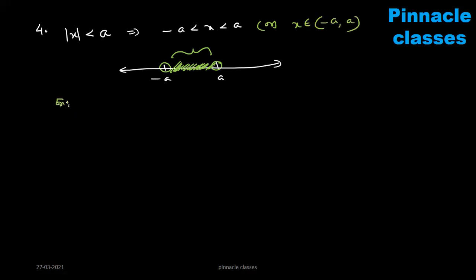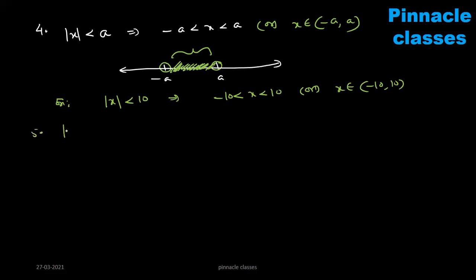Example. Modulus of x less than 10 means what? Anyone? -10 less than x less than 10, or x belongs to -10 comma 10. That's the meaning. So take any number, that's fine. Suppose take x is equal to -9. Modulus of -9, yes, 9 less than 10 satisfied. Take 0, 0 less than 10. Take minus 2, yes, 2 less than 10. That is the meaning.